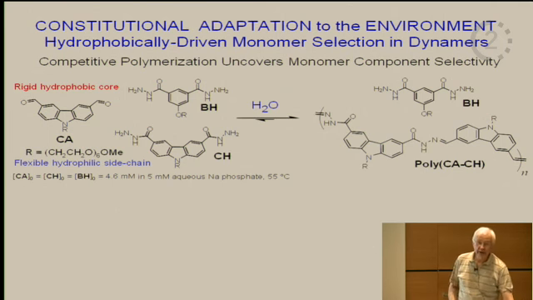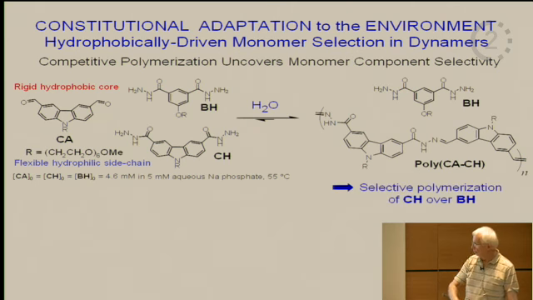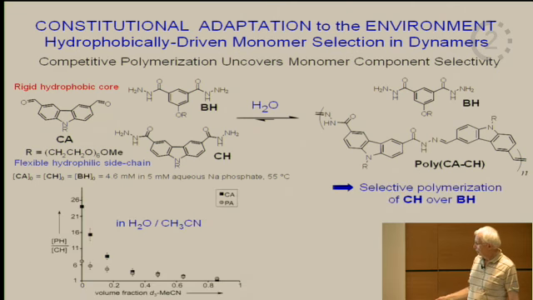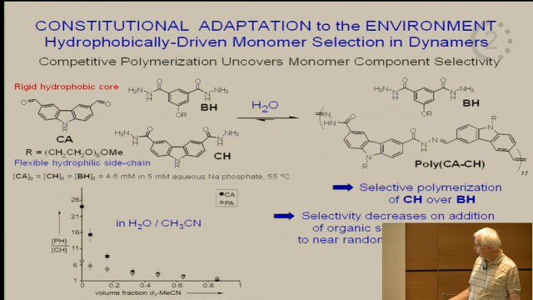But then you can do another experiment. If what I tell you about hydrophobic effects is correct, if you go from water to organo-water solutions, you should lose the selectivity. And indeed, if you add acetonitrile to the water, you lose the selectivity. And at about 80% acetonitrile, you have statistical polymerization of this with that, of this with this and with this. So you have chains where both things are included.